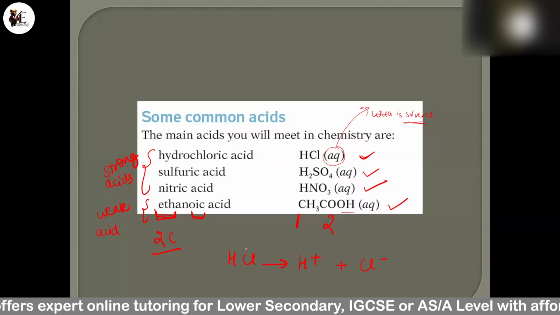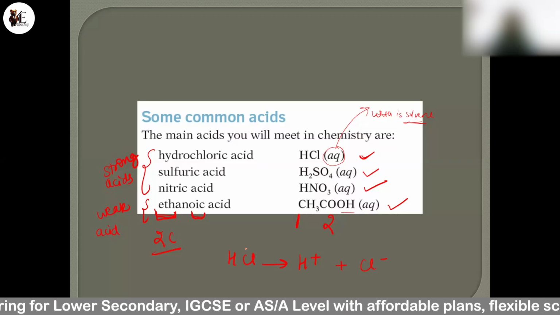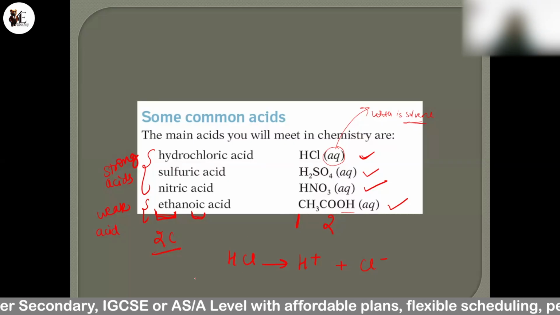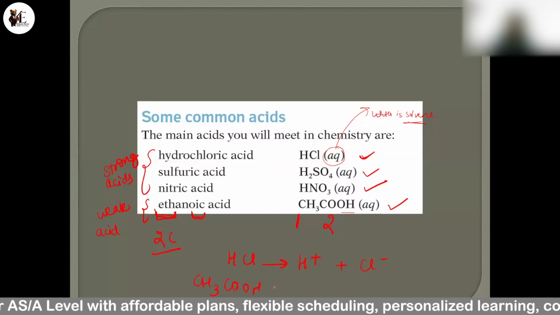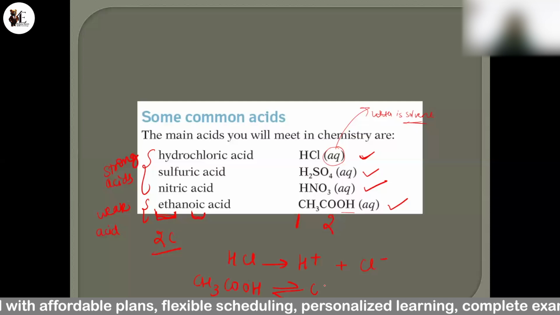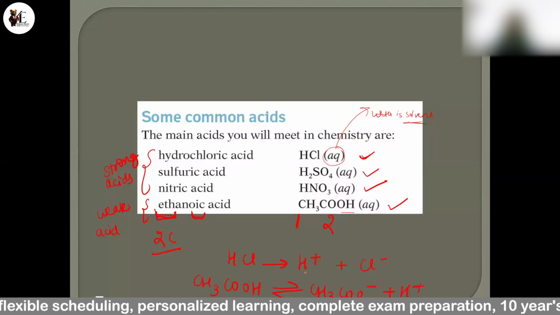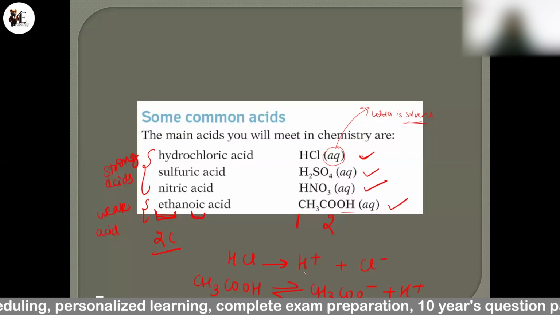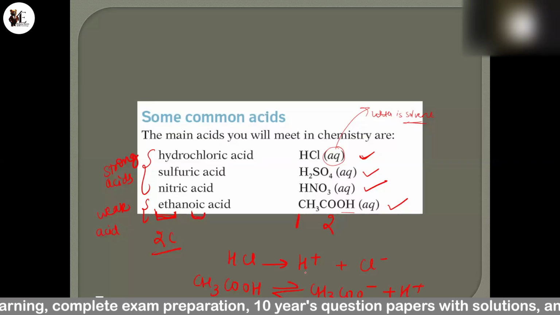Ma'am, how about when it's not completely dissociated? Then it is a reversible reaction. CH3COOH is a reversible reaction, giving CH3COO minus plus H plus. It is not completely dissociated, it is partially dissociated. Because, ma'am, it is again converting into your acid.